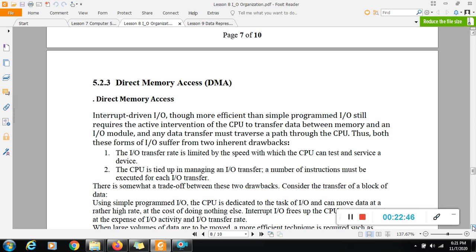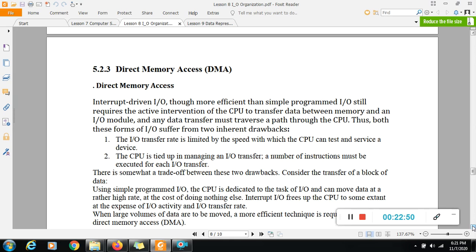Thus, both these forms of I/O suffer from two inherent drawbacks. One is that the I/O transfer rate is limited by the speed with which the CPU can test and service a device. The CPU is tied up in managing an I/O transfer. A number of instructions must be executed for each I/O transfer. You know, that kind of interrupt handling by itself. There is somewhat a trade-off between these two drawbacks.